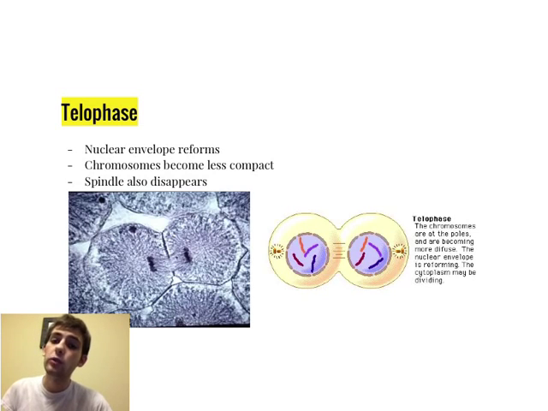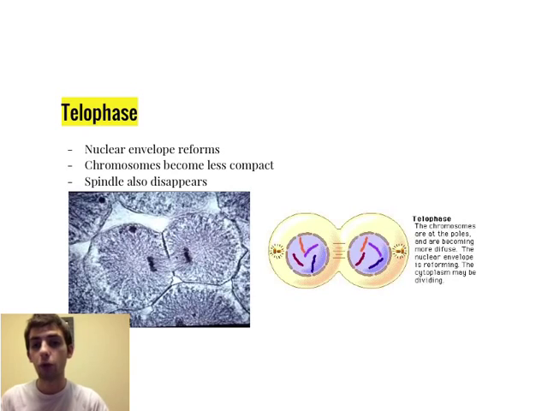And now we're getting into telophase. This is when we're going to start seeing the formation of nuclear envelopes around the pulled apart chromatids. Those chromosomes will slowly start to become less compact back into chromatin. So again, those beads on a string. And then the spindle will also disappear. So some of those microtubules will disappear. This is going to be a schematic here.